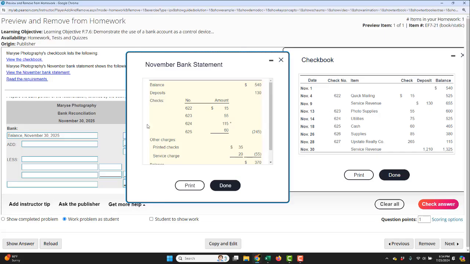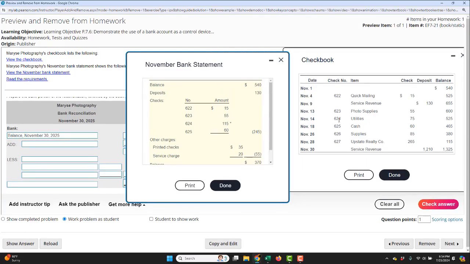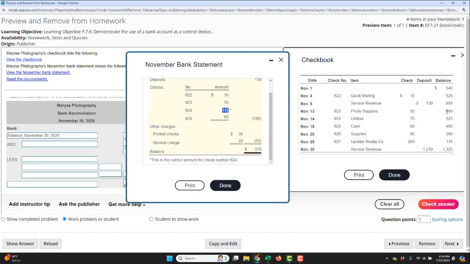624 and 624 are both here, but you can see there's a little asterisk here. So what is it saying? It's saying that this is the correct amount for check 624 because you can see the amounts are different. So even though 624 are both included, the amount we put in our checkbook was only 75, and in the bank it was 115. And what this asterisk is telling us is that one of these is mistaken, and in this case, it's our checkbook that's the mistake. It was actually $115. So maybe we just mistyped or misentered this $75. So we're going to have to account for that.